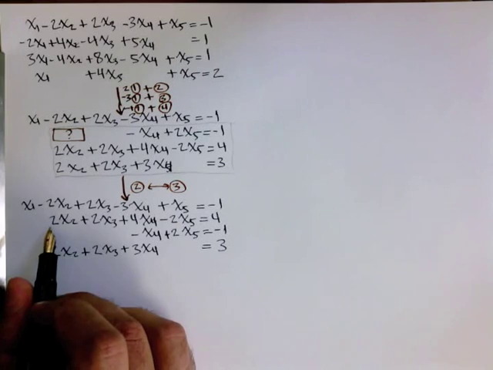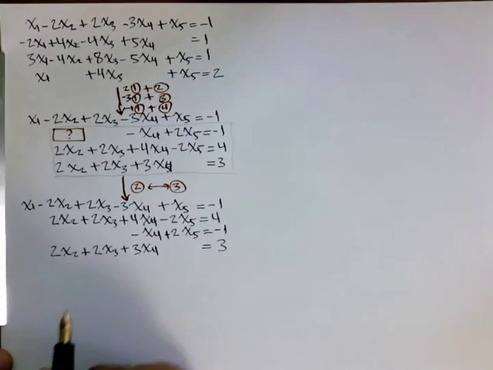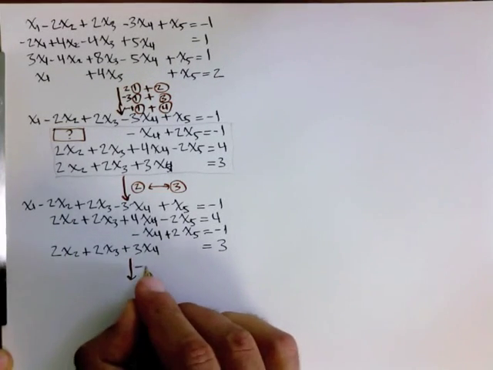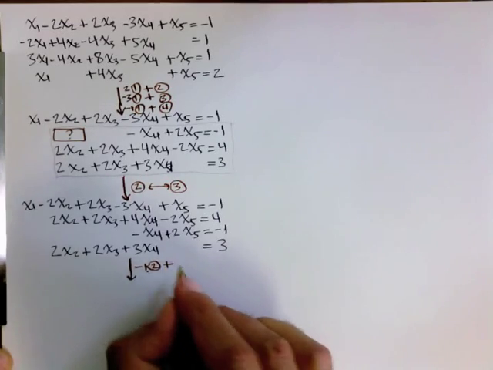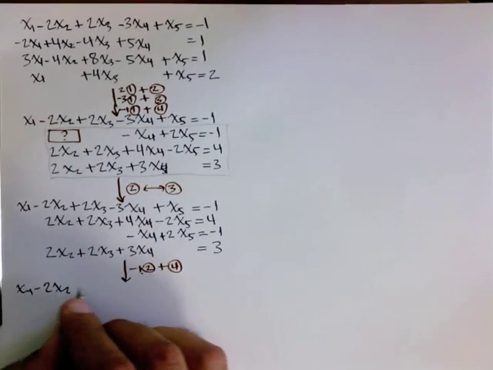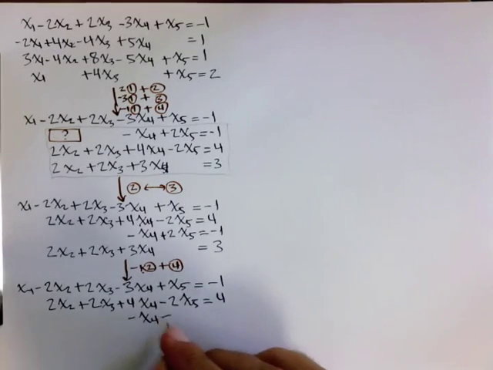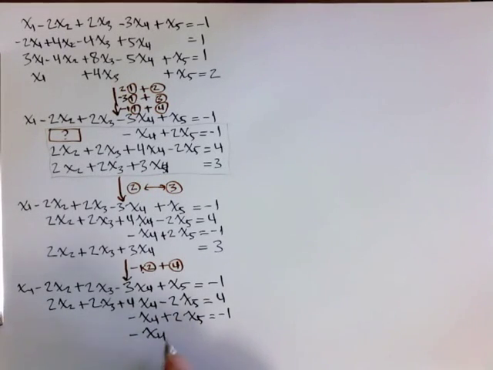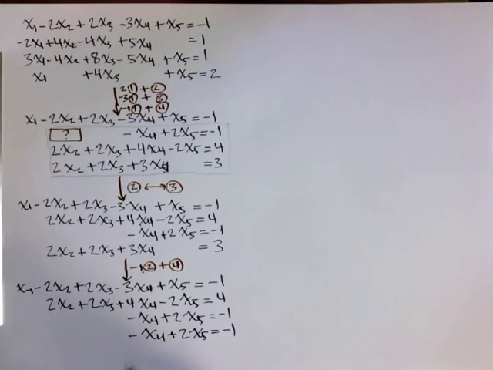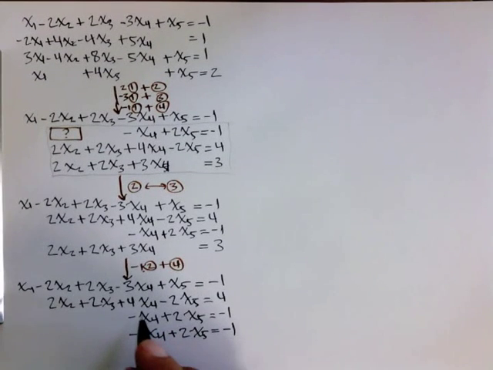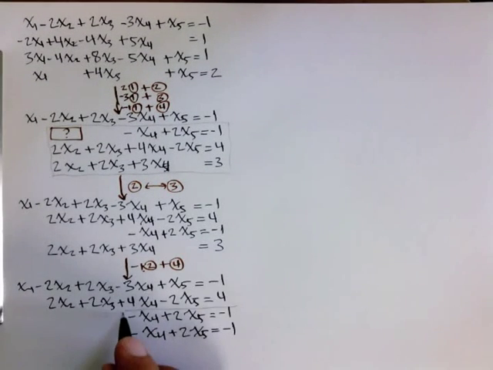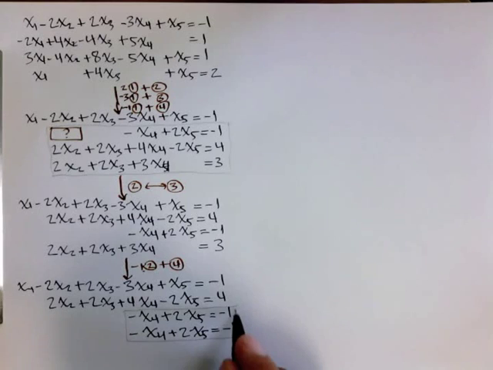Now that we have a top left variable to eliminate the variables below, we add -1 times equation 2 to equation 4. Equations 1, 2, and 3 stay the same. And equation 4 becomes -x4 plus 2x5 equals -1. We've gone from a 4x5 system to a 3x4 system, and now to a 2x2 system of linear equations.